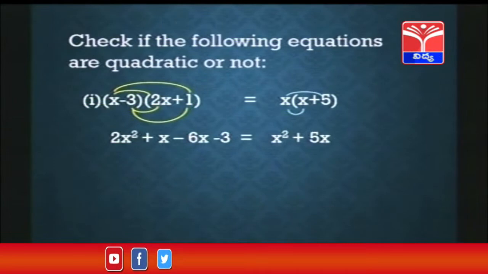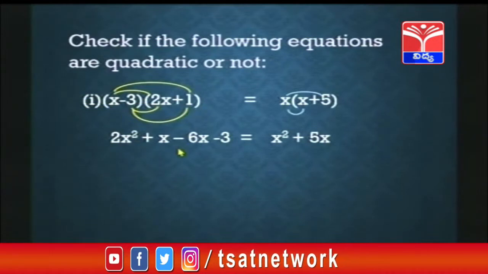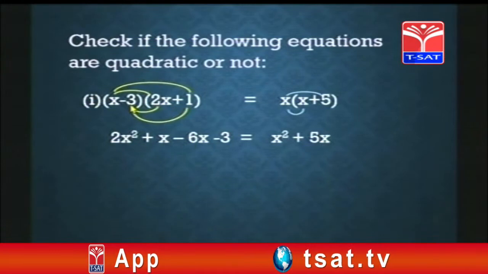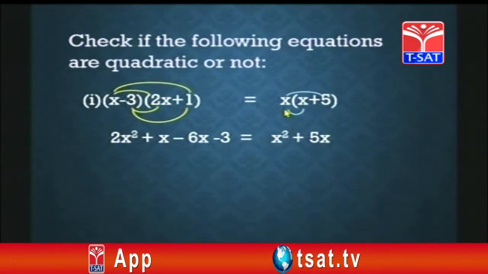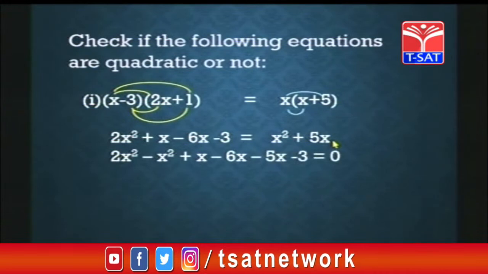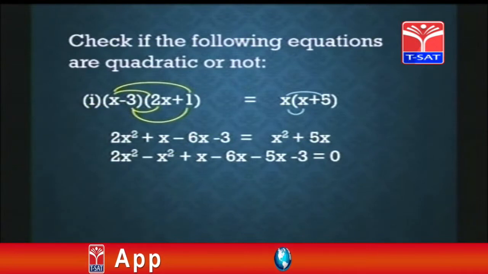Now after multiplying x with 2x, we get 2x², x with 1 gives me x, −3 with 2x gives me −6x and −3 with +1 gives me −3. Coming to right hand side, x into x gives me x² and x into 5 gives me +5x. Now let's bring up all the terms from right hand side to left hand side and equate it to 0.